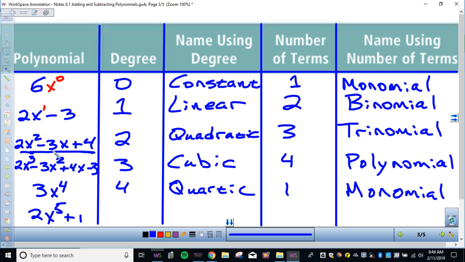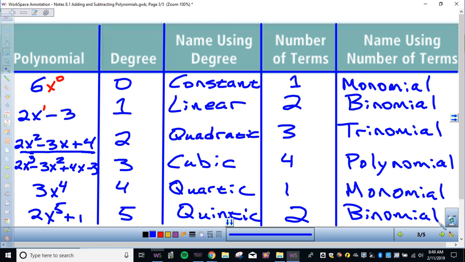So once you get past cubic, it just goes back to 1, right? Like the number of terms? I could have made this any number of terms I wanted. I just had already used all the different names, so I got lazy and just wrote monomial with 1 term. So this one, 5th degree, is called quintic. There's 2 terms on this one, so binomial.